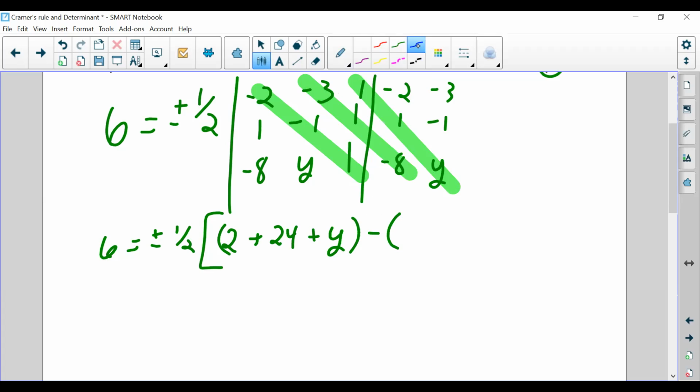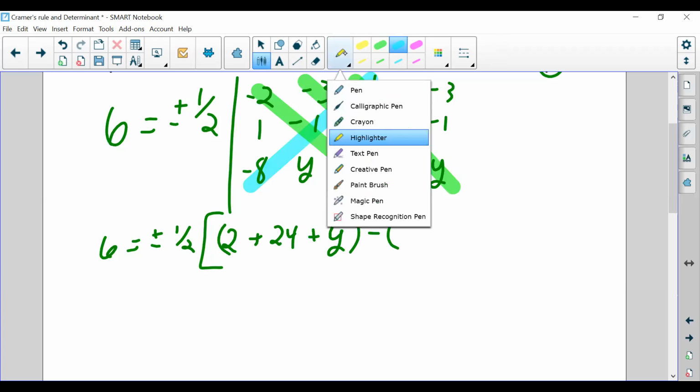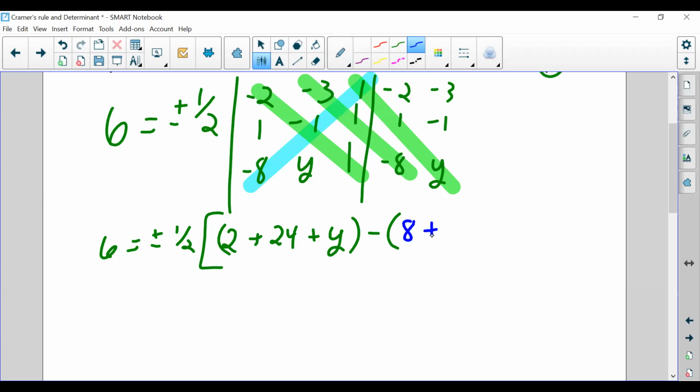Minus, diagonals up, -8 times -1 times 1 gives us a positive 8. Plus the next diagonal up, oops, not Cramer, y times 1 times -2. That's a -2y. Plus 1 times 1 times -3. That gives us a -3.